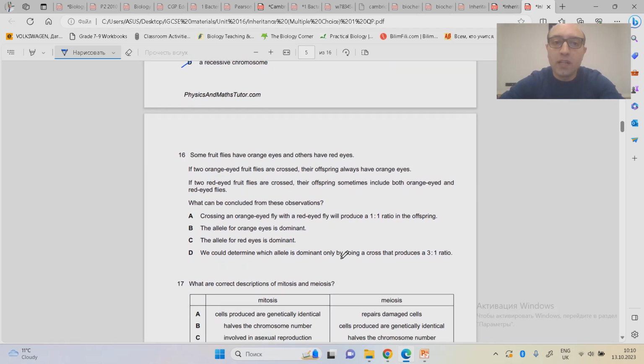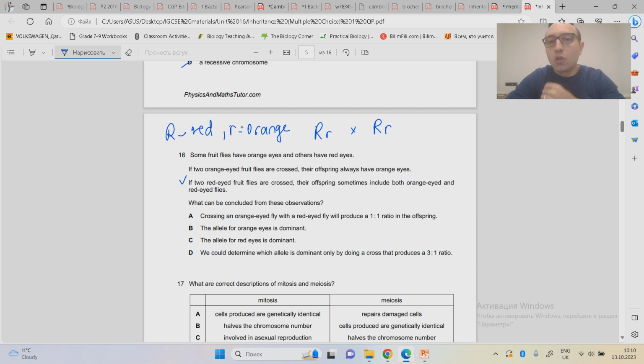16. Some fruit flies have orange eyes and others have red eyes. If two orange-eyed fruit flies are crossed, their offspring always have orange eyes. If two red-eyed fruit flies are crossed, their offspring sometimes include both orange-eyed and red-eyed. So this is useful information, guys. So let's look at this third sentence. If two red-eyed fruit flies are crossed. The logic is this one, guys. So I'm taking two red-eyed, but they are heterozygous, as you see. So capital R shows red eye. Capital R is red eye. But small r is orange.